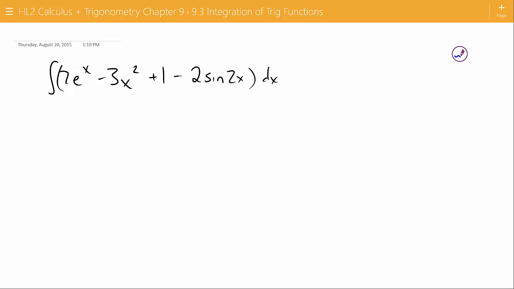But let's take this antiderivative. It puts a lot of the pieces together. I would really like it if you would pause this video and see if you can find the antiderivative of this big, long, fun, glorious thing.